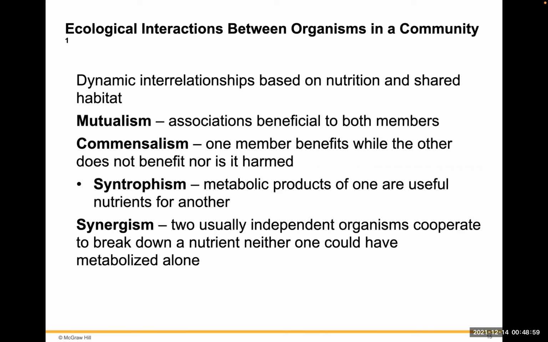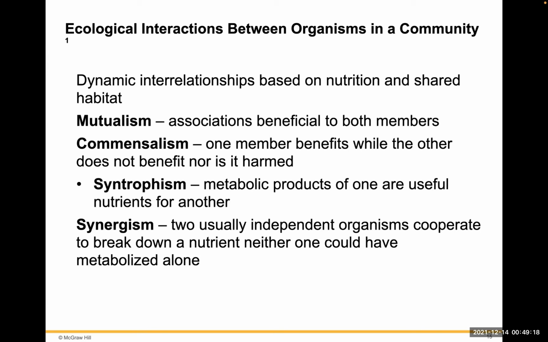Okay, so dynamic interrelationships based on nutrition and shared habitat. Mutualism is an association that benefits both members. So both members benefit in the relationship in the food chain. Commensalism: one member benefits while the other does not benefit, but it's not harmed either. It just has no effect on it. It's just used in the system.